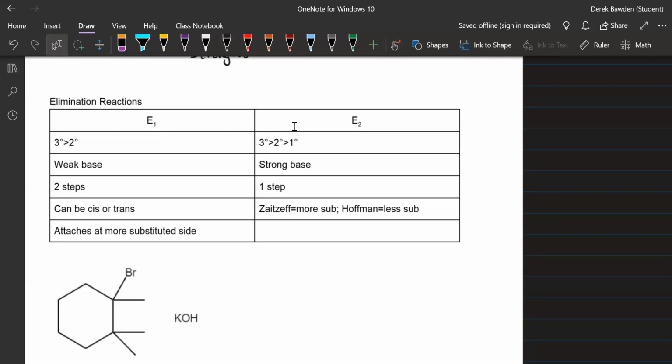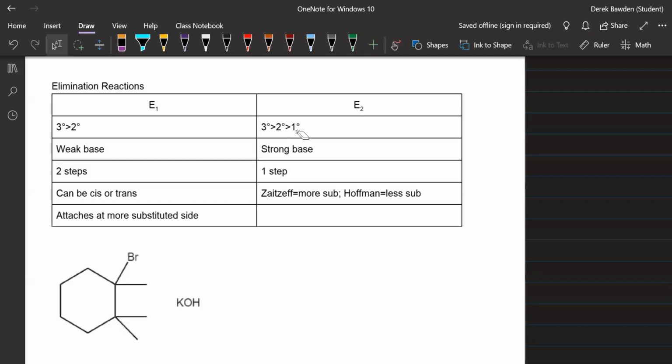Again, I provided a little table here. Not as helpful as the SN1, SN2 table, just because some of the E1, E2 rules kind of apply on both sides, okay? Obviously, you have weak base for E1, strong base for E2, 2 steps and 1 step. And the rest of it, I mean, kind of just depends on the situation, okay? What's going to happen with each one and how it's going to go, okay? So those are kind of the most important things there. Strong base, weak base, 1 step, 2 step, okay?